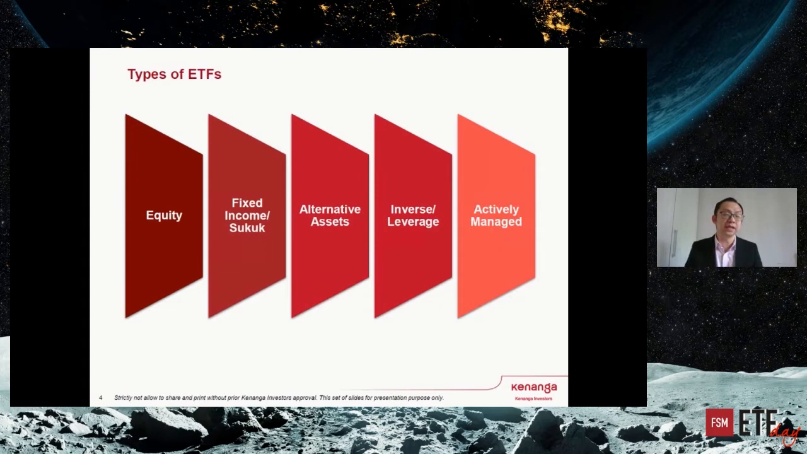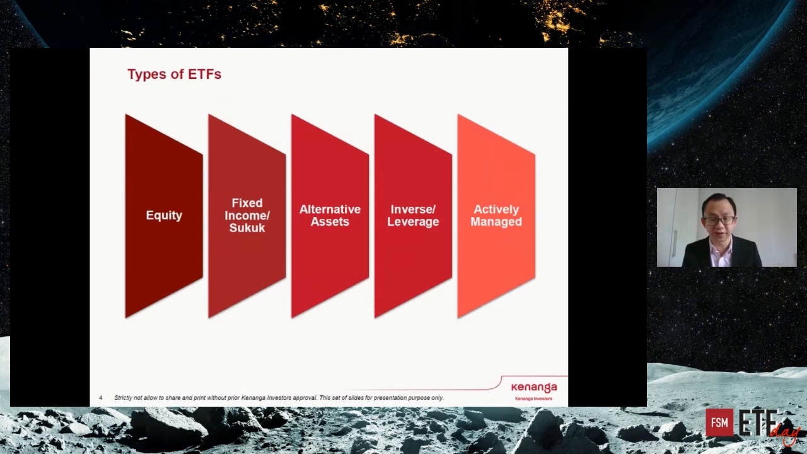And the second one will be fixed income, or Sukuk. Of course, currently in Malaysia we don't have an ETF for Sukuk, but we do have one for fixed income, meaning the ETF will track the performance of the fixed income, which will be as good as buying into the asset class. And the third one is alternative assets, which includes commodities like gold.